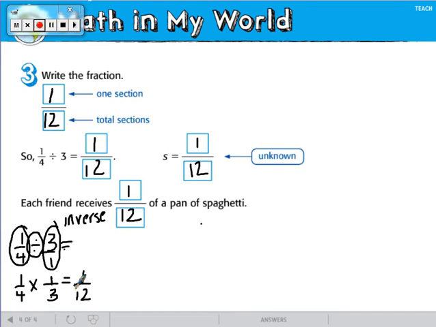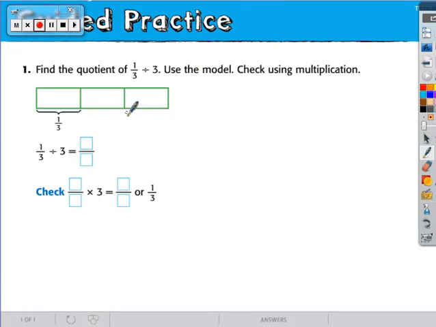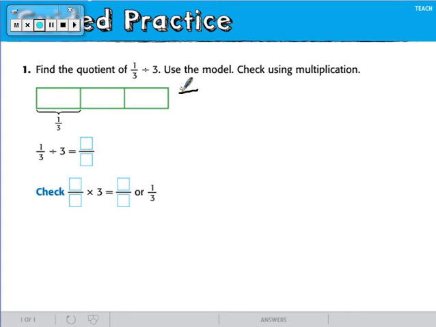So, with your homework tonight, they have a check, you'll see right now, alright? You're going to do the modeling, which is right here. You're going to do the check that they're going to give you. Then below that, on your homework, you are going to work it out without the modeling. 1/3 divided by 3 equals. Okay? So we're going to do the modeling first.